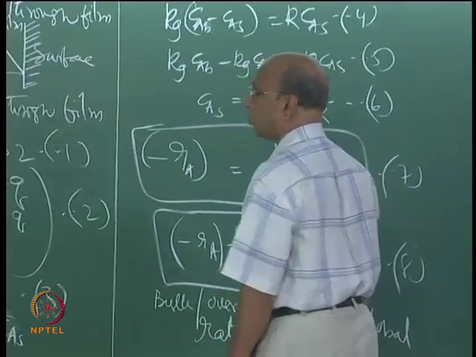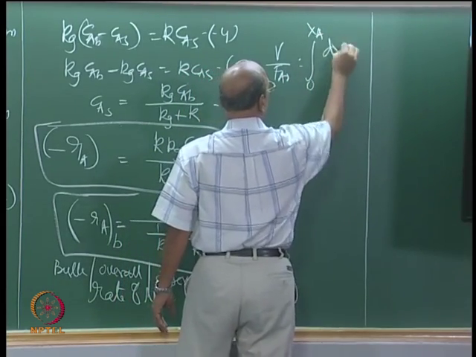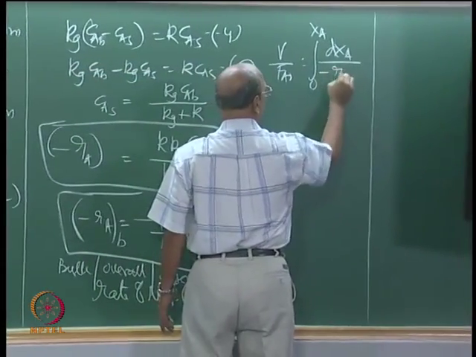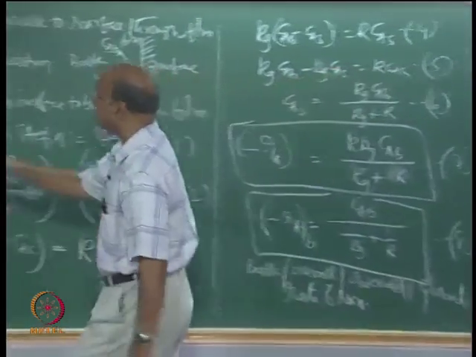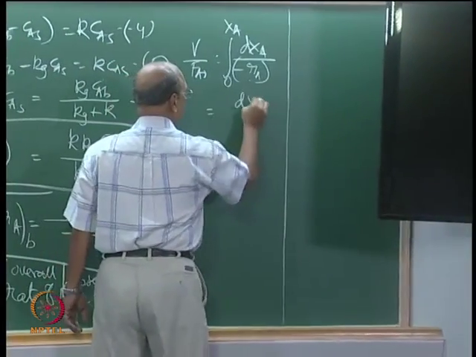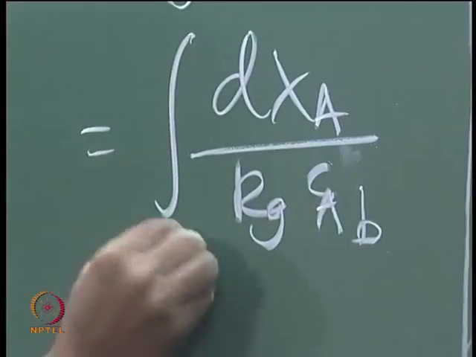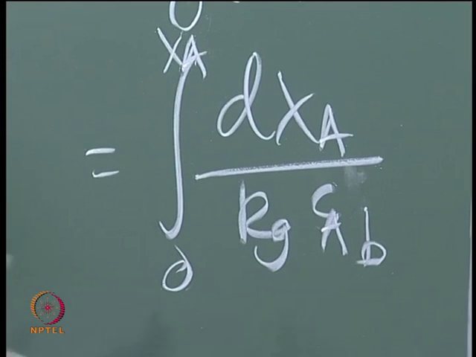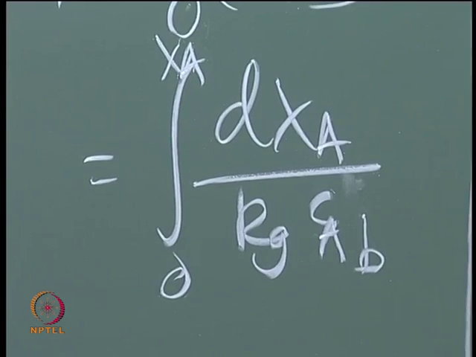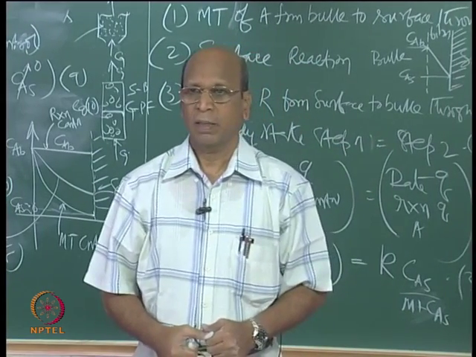Okay. Very good. V by F_A0 equal to integral from 0 to X_A of dX_A by minus r_A. So, this minus r_A is, if it is mass transfer control, what is the equation you are using here? Yeah, that is the beauty there. This is dX_A over k_g C_AB, integral from 0 to X_A. You see now, it is actually a reactor where nothing connected with reactor is there. That means, reaction rate constant is not there. It is only the mass transfer coefficient what you require.